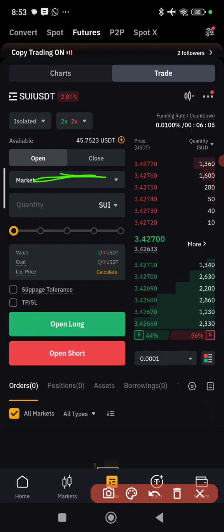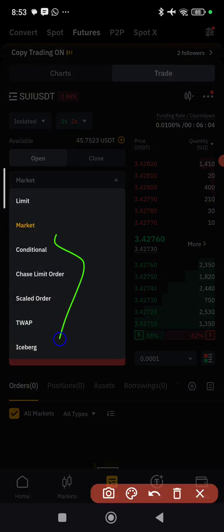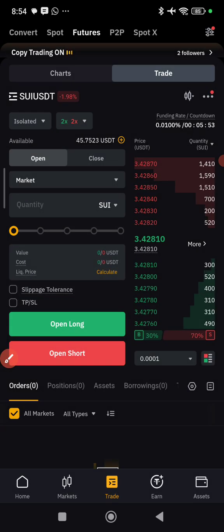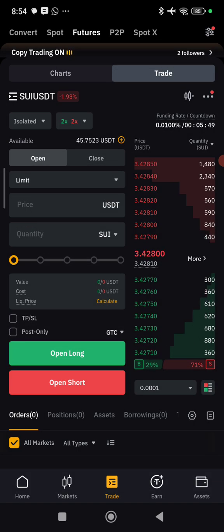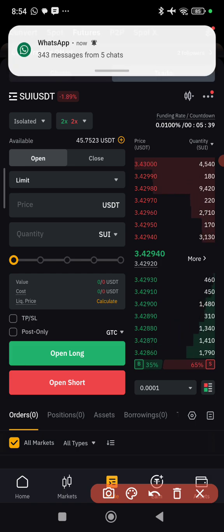So let's click here. Now we have this and this. The major ones I said are these two. They normally make use of people that are beginners. So let me explain. The limit simply means you want to set a price at which you want to either buy or sell. That is for the limit. While for the market, it simply means that you want to buy or sell instantly.